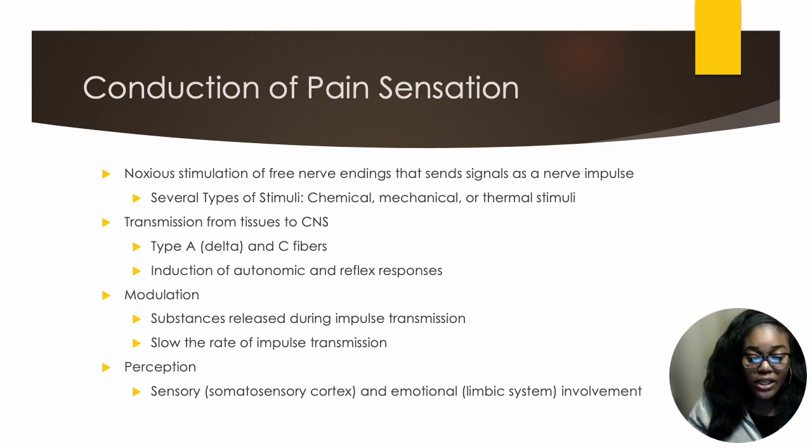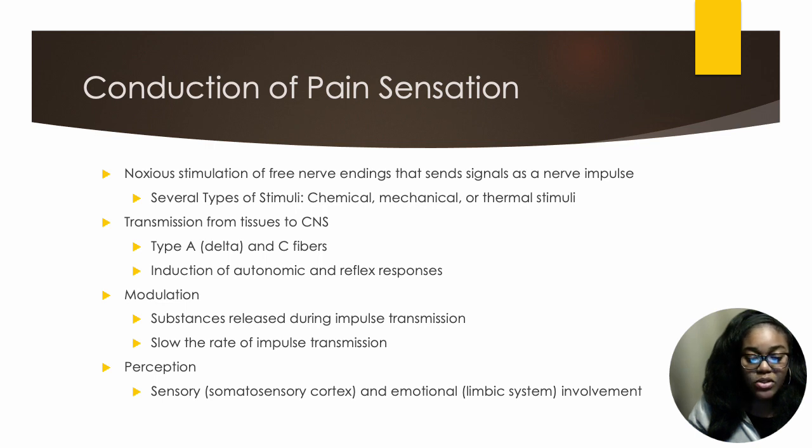As far as modulation, this is how the pain sensation travels and it continues to grow. And there are substances that are released during the impulse transmission that help your body determine that it is in pain. Once that modulation occurs, you have the slowing of the rate of impulse transmission. And then finally, you have the perception, which is when the brain finally makes the connection that from the stimuli that it has received, you have experienced some sort of pain.